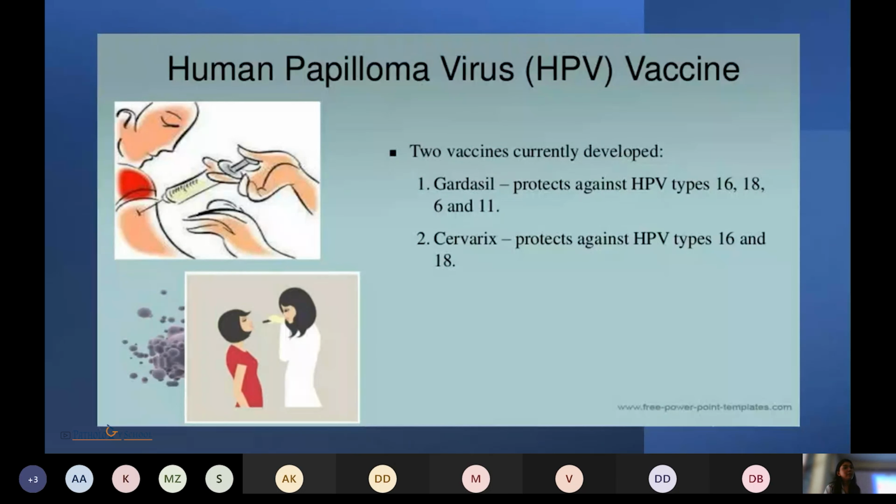One is the quadrivalent and one is the bivalent vaccine. The quadrivalent vaccine is Gardasil, which is protective against the low risk as well as the high risk types. The other one is Cervarix, which protects against HPV type 16 and 18, which are the high risk. Squamous intraepithelial lesions of the uterine cervix.